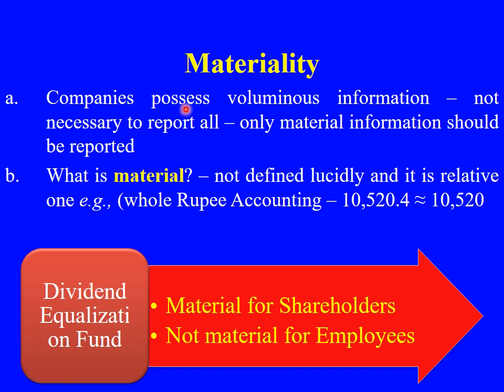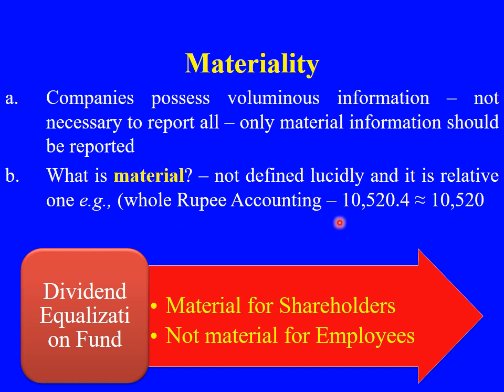So companies have a large amount of information. The company is not required to report all the information. They have to report the information which is very useful to the users. That usefulness we call material. So what is material is not defined lucidly, because it is relative.